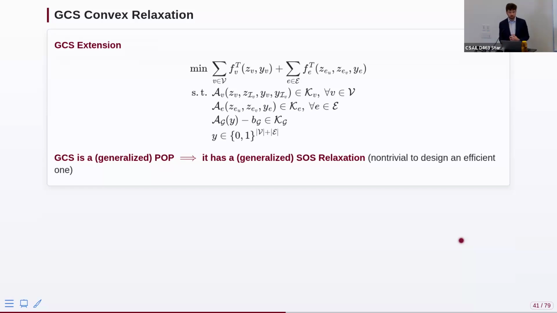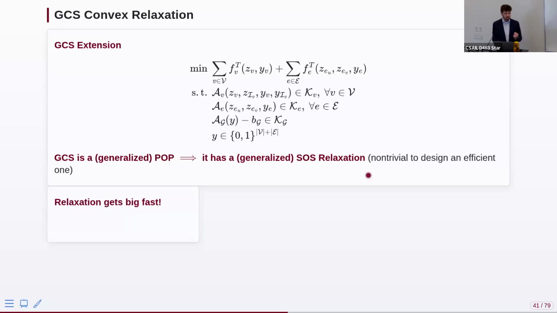The generalized portion of it comes from the fact that these cones don't need to be polynomials, but the techniques you use to relax it look very, very similar to the sums of squares relaxation. And designing an efficient relaxation is non-trivial. That's a big part of Tobia's contribution there. But the key point is that the relaxations get big really fast, especially as the graph grows.